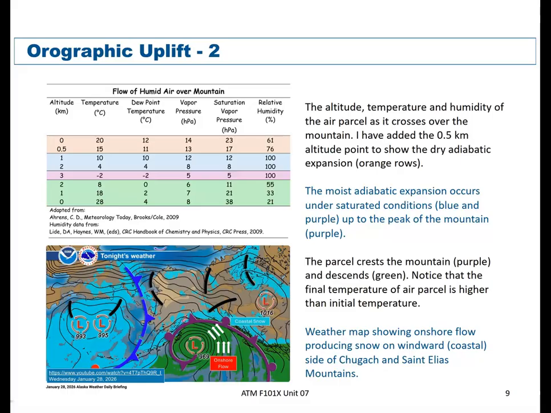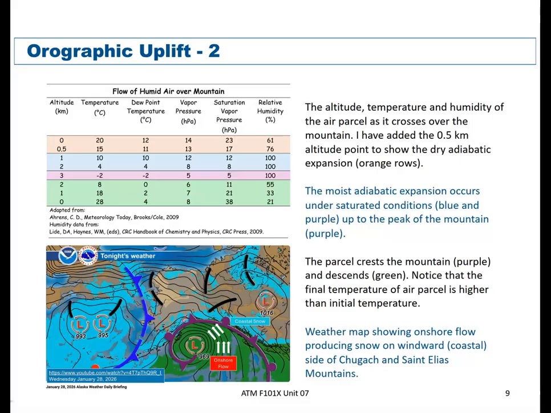The values of the various meteorological quantities are shown in the table. I have added the situation at half a kilometer to highlight that the parcel rises under dry adiabatic conditions for the first kilometer, shaded in orange. Once the air is saturated, the vapor pressure follows the saturation vapor pressure, and the relative humidity remains constant at 100%, shaded in blue and purple.